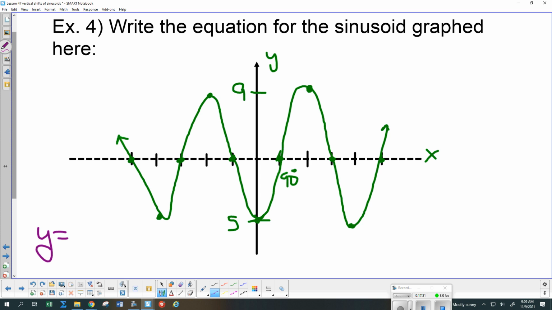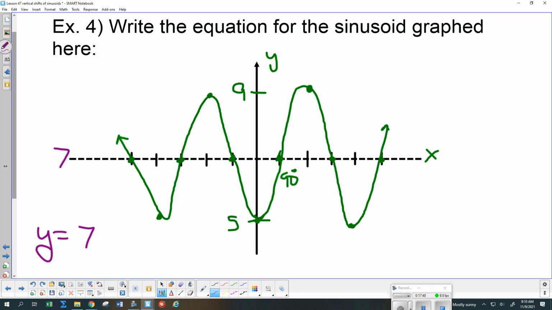So everybody good with the center line being a 7? You could either look at it and say, what's halfway between 5 and 9? Oh, I think it's 7. Or you could say, what's halfway between 5 and 9? That's the average. 9 plus 5 is 14, divided by 2 is 7.